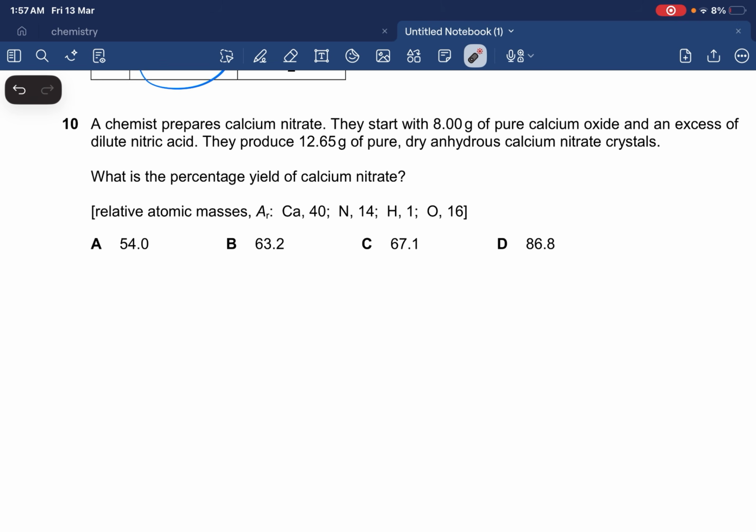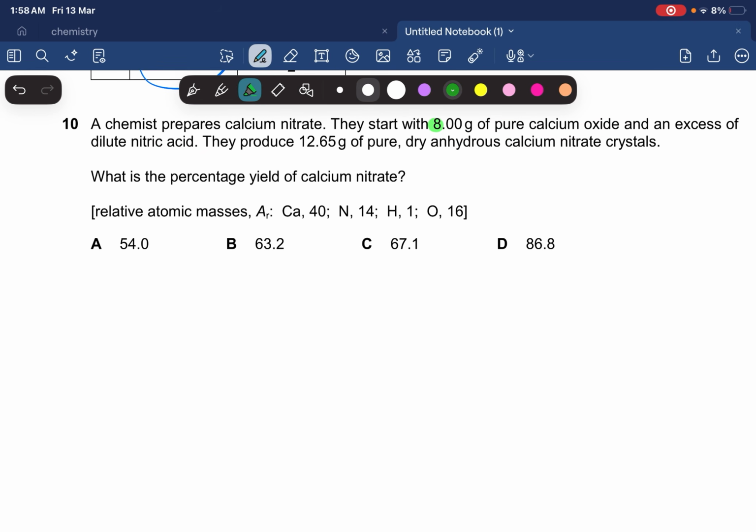A chemist prepares calcium nitrate. They start with 8 grams of pure calcium oxide and an excess of dilute nitric acid. So he has 8 grams of pure calcium oxide and excess dilute nitric acid. They produce 12.65 grams of pure dry anhydrous calcium nitrate crystals. What is the percentage yield of calcium nitrate? It's fine, nothing to worry.